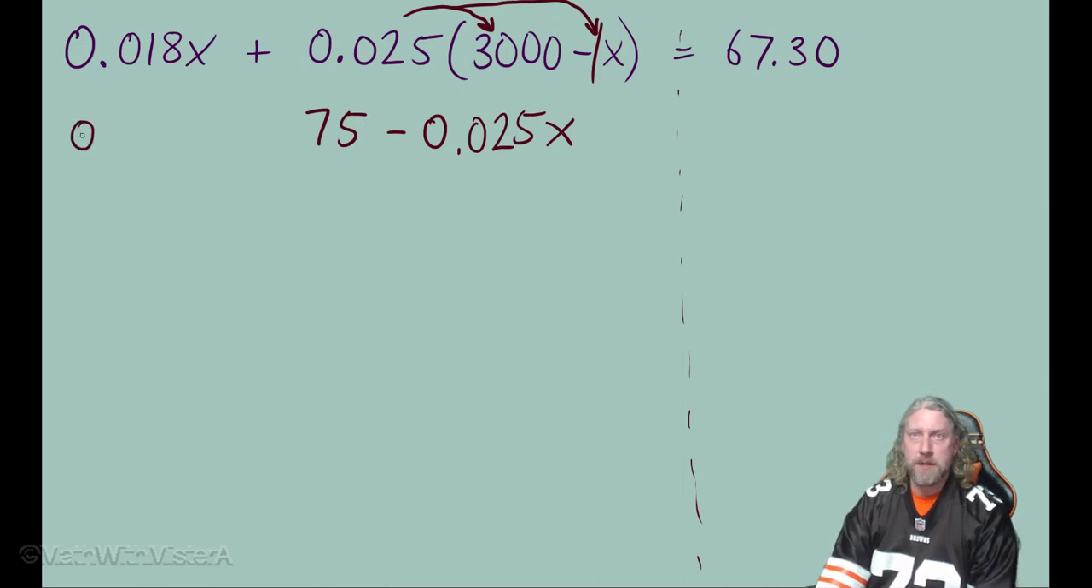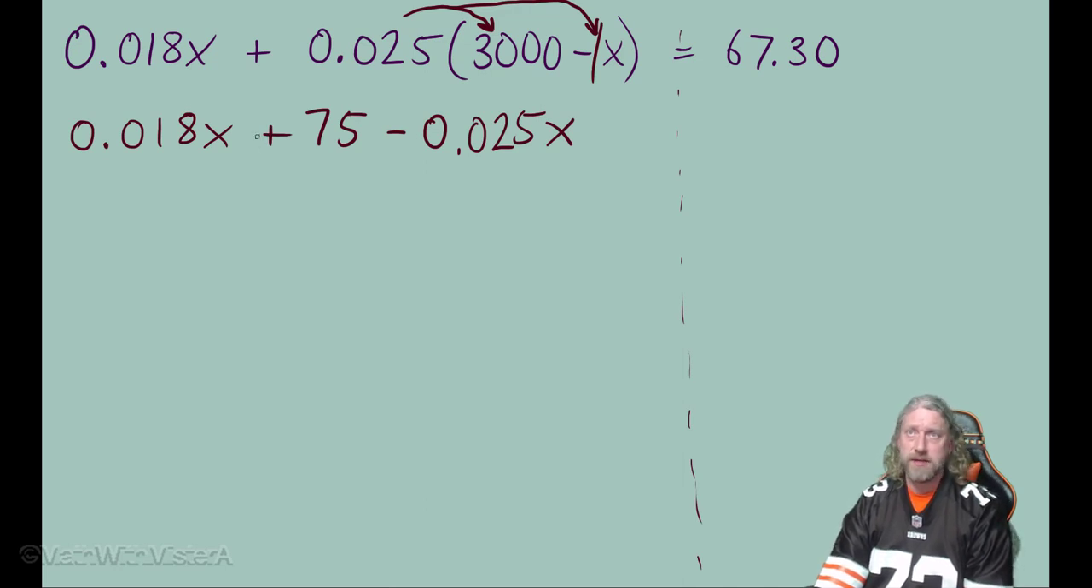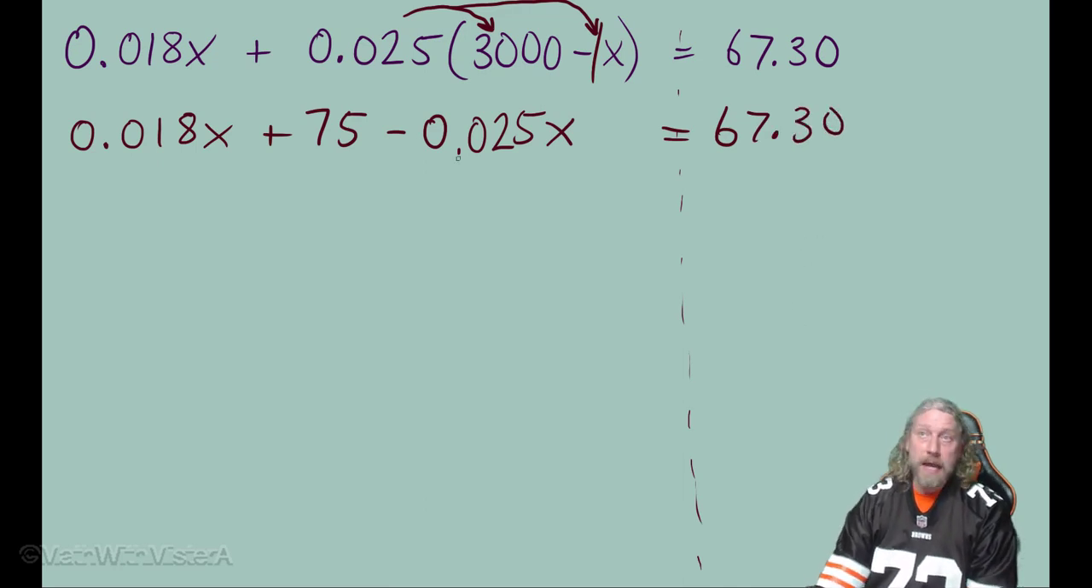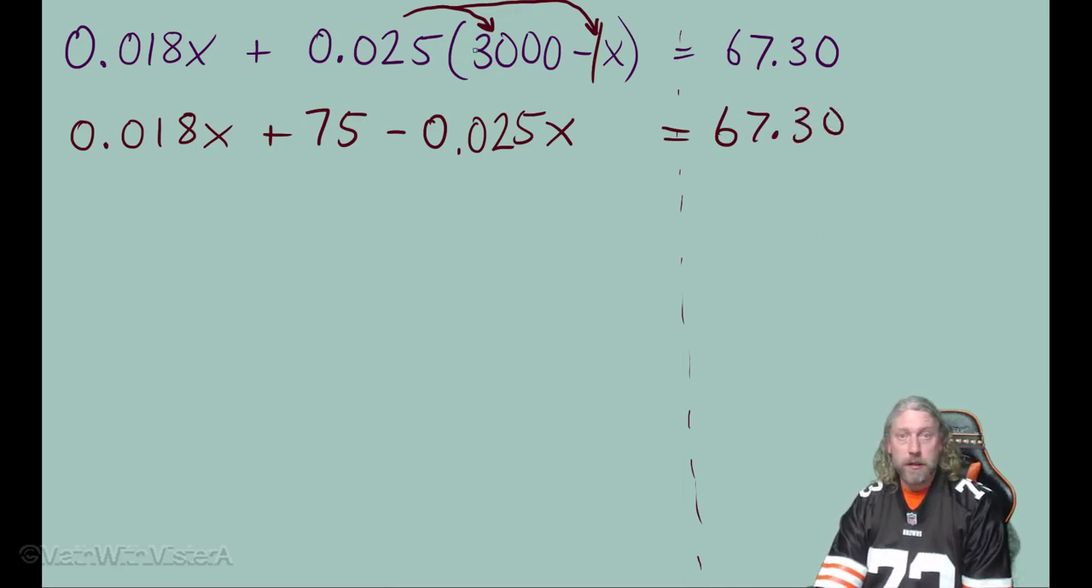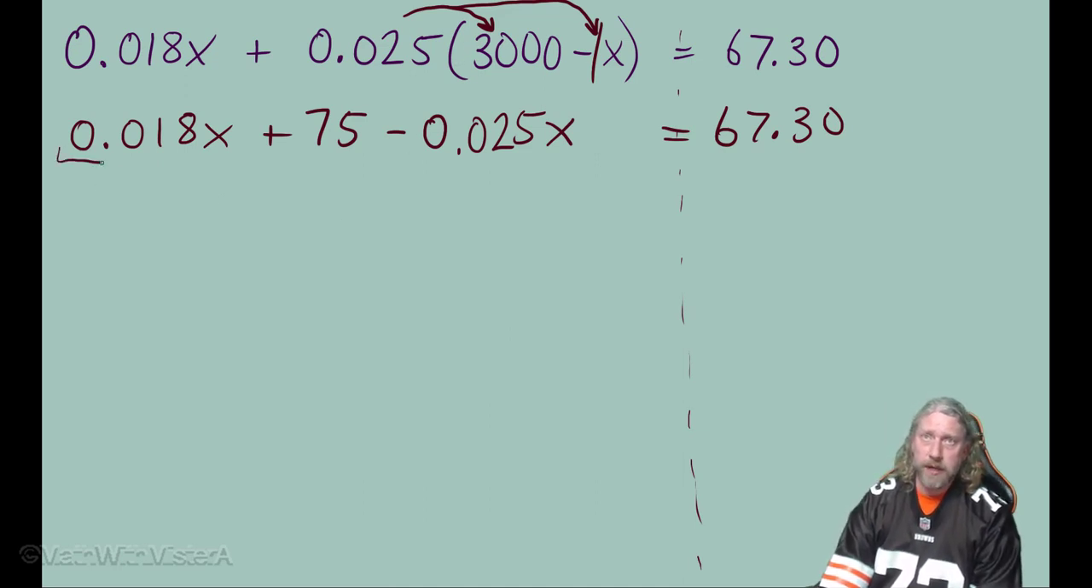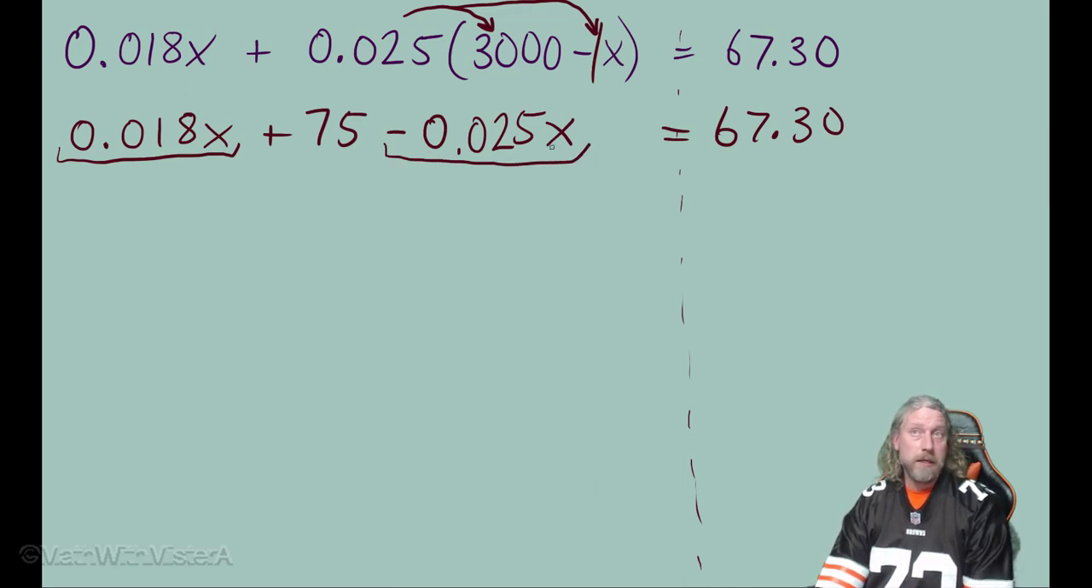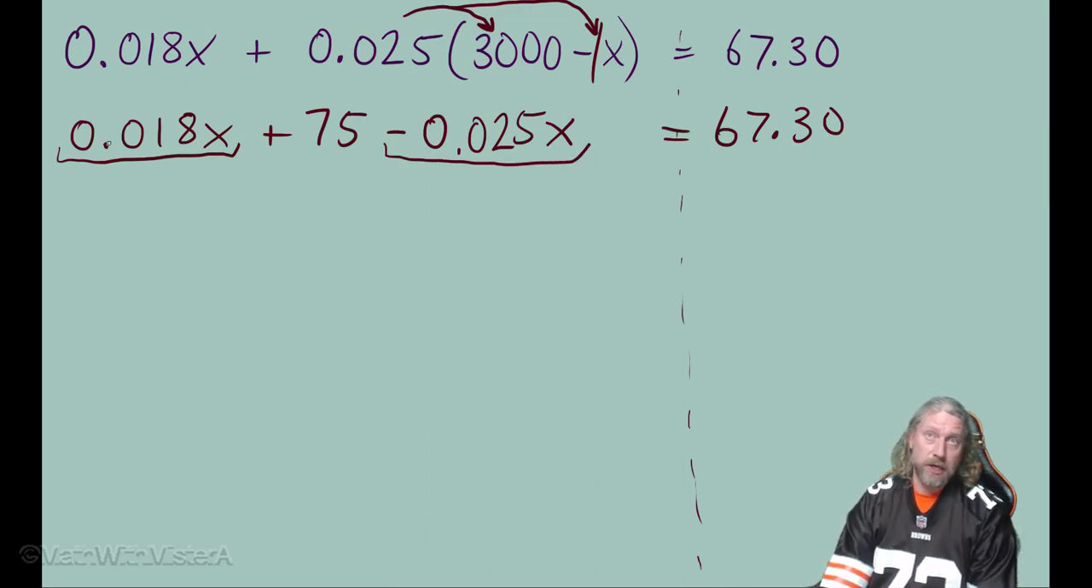Let's just recopy these other terms, 0.018x. That's a positive 75, so we'll get that plus in there. And let's rewrite the right side, 67.3. Next, after that distribute, we usually are able to find some like terms to combine. And we see that we have two terms that have the variable x. One has a coefficient of positive 0.018.